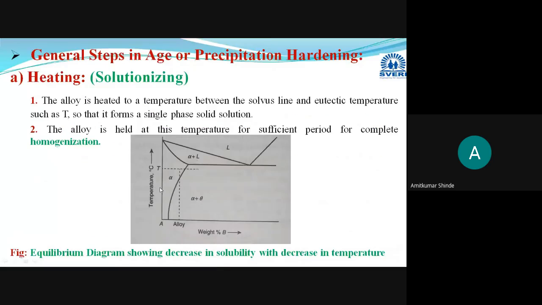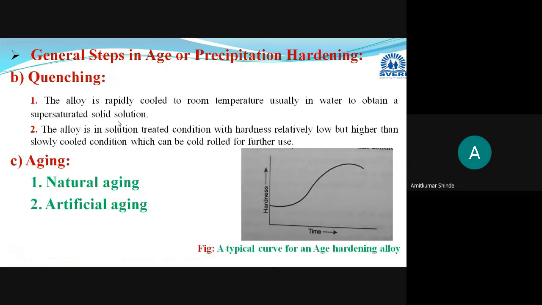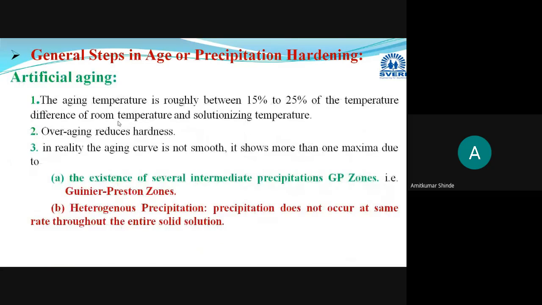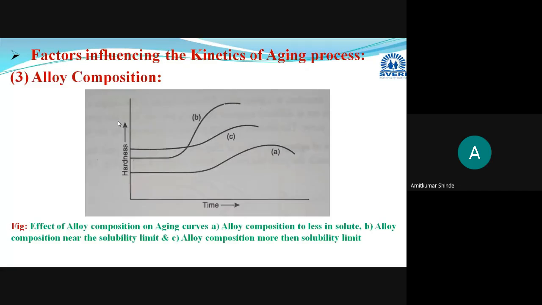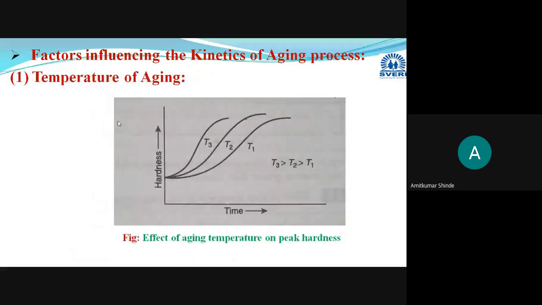Then after that, there are general steps in the age hardening process. Generally three steps are there. Then there are two types of hardening or aging processes, and what are the factors affecting these aging processes, that I have highlighted here. This part we are going to discuss in today's lecture.